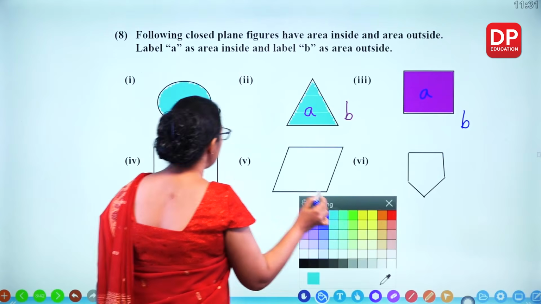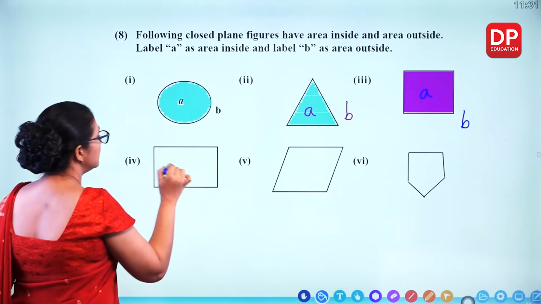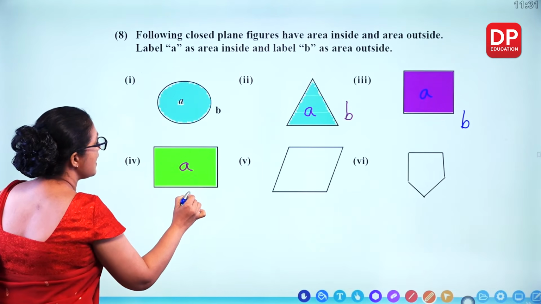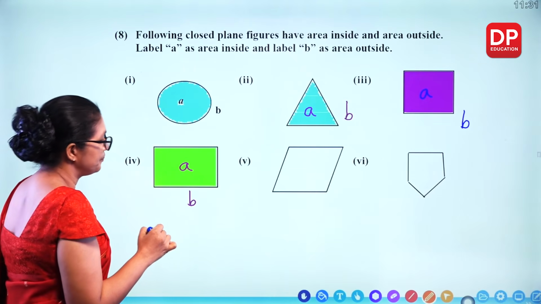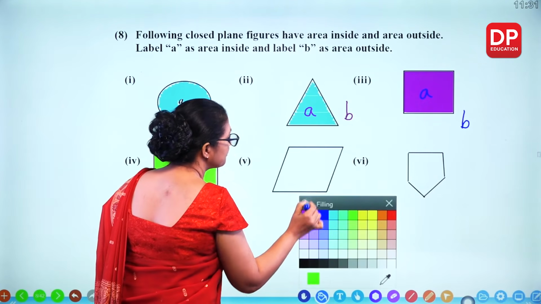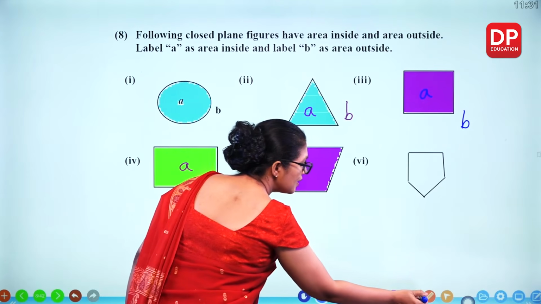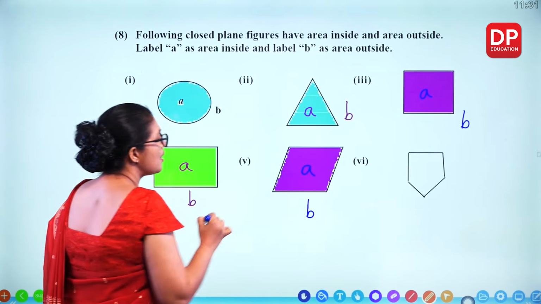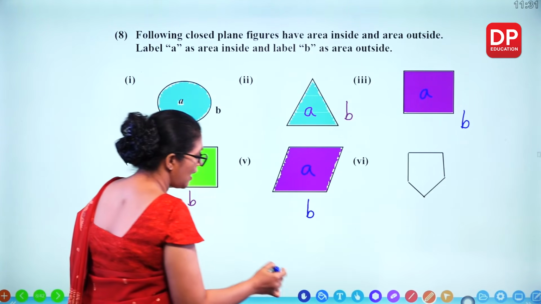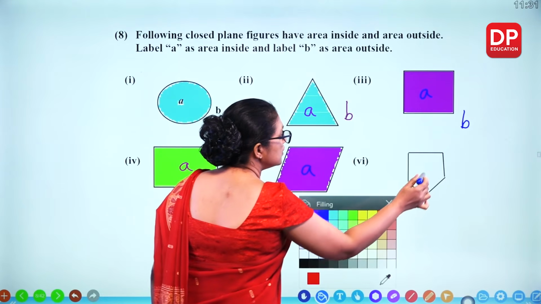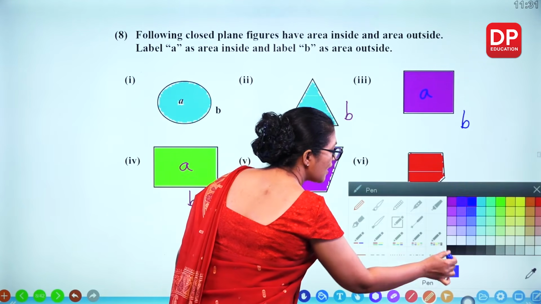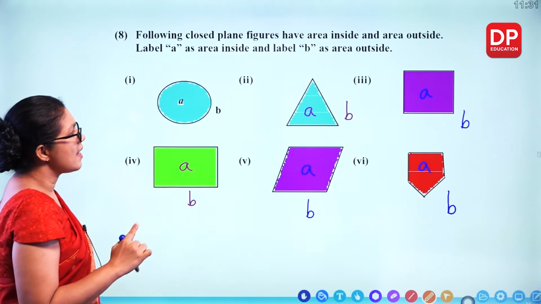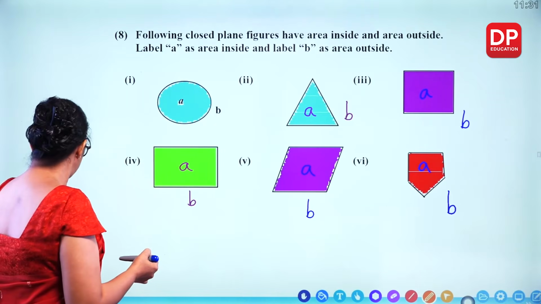We'll take another color here. This is inside. So I can label inside as A, outside B. What's the inside? That's A. Outside B. We'll take another color. That's A. Outside B. Inside A and outside B.